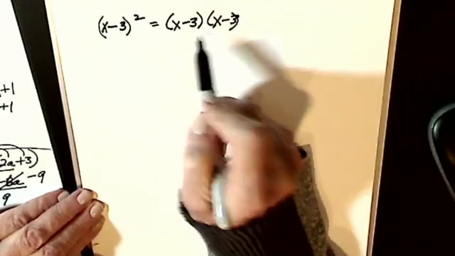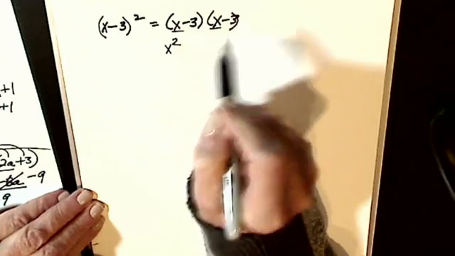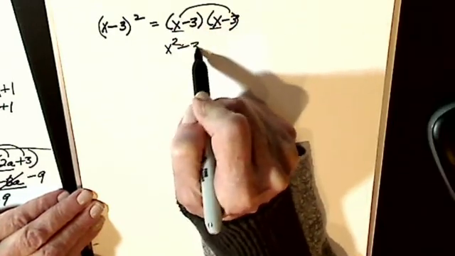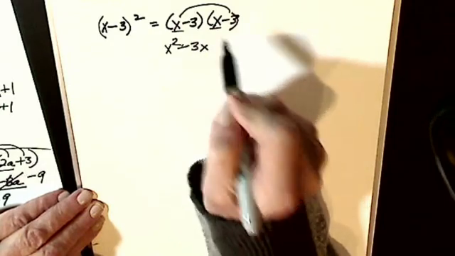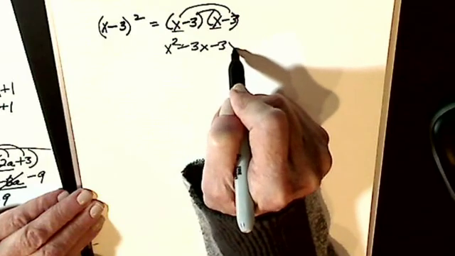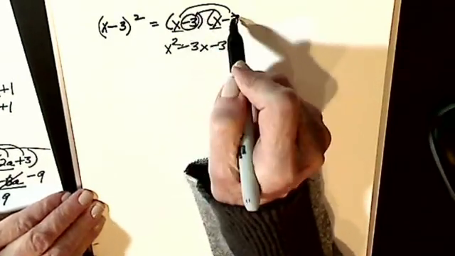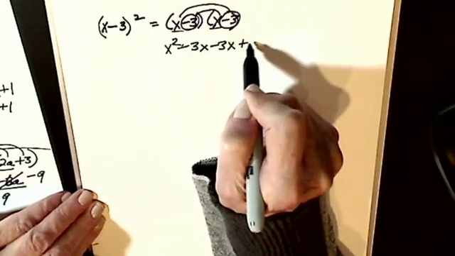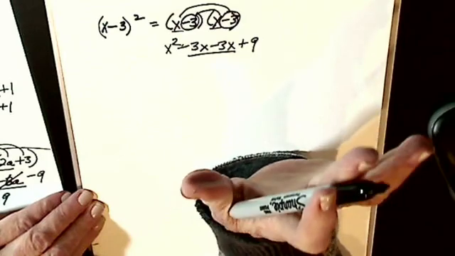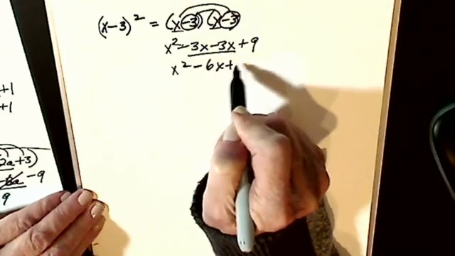Now I FOIL. I multiply my firsts, I get x squared. I multiply my outers, I get minus 3x. I multiply my inners, I get minus 3x. I multiply my lasts, I get positive 9. Outers and inners should combine. I get x squared minus 6x plus 9.